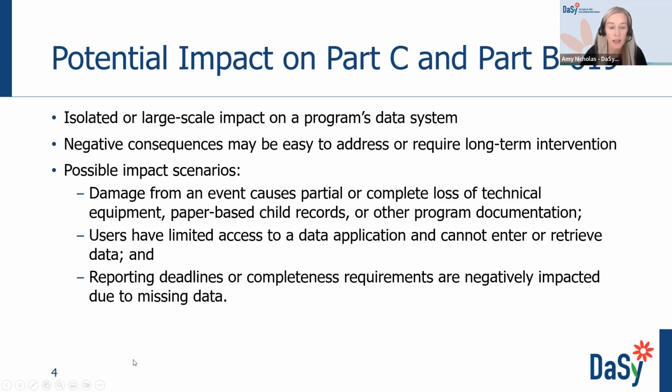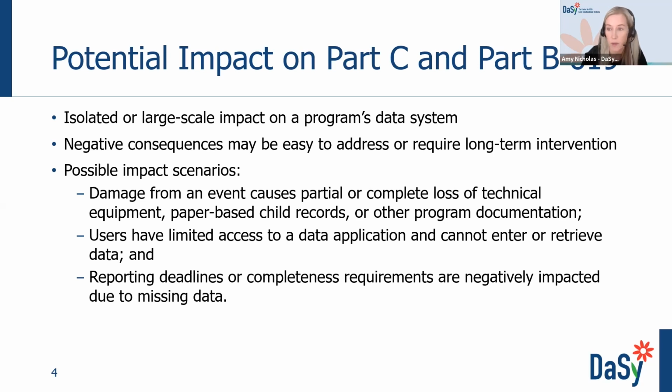These disruptions can have either isolated or large-scale impact on a program's data system. So the consequences can really range from things that are easily addressed very quickly to things that require long-term intervention. Some of the potential scenarios of how a disruption could impact a Part C or Part B 619 system: there could be damage from an event, physical damage that causes partial or complete loss of technical equipment, child-based records, other program documentation. Users have limited access to a data application during many types of disruptions, power outages, or the system is offline longer than expected while we're waiting for an update to deploy.